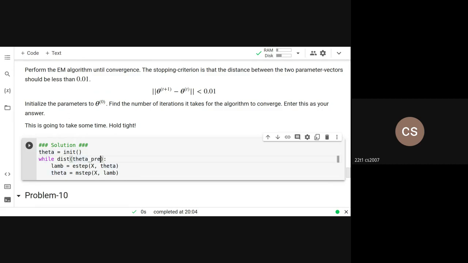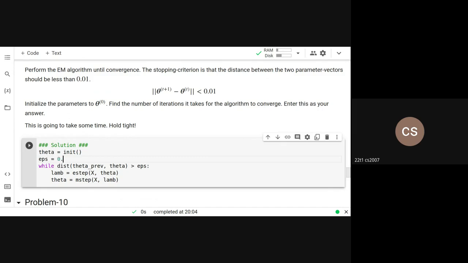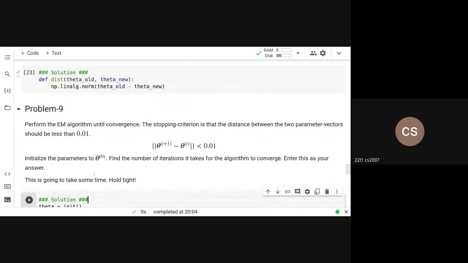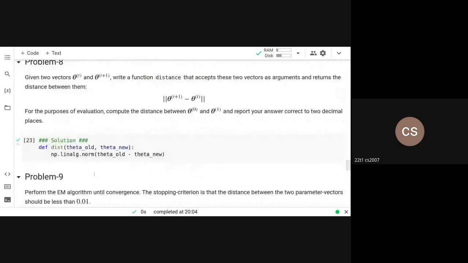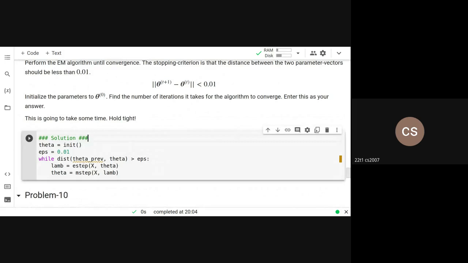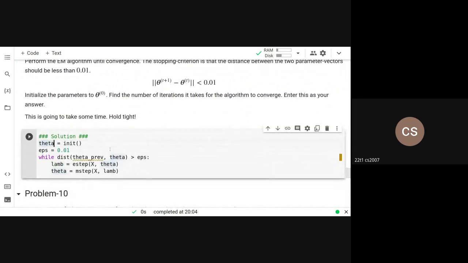Called theta previous, and theta is theta current, right? While this distance is greater than epsilon, and epsilon is, let's say, 0.1, keep running. So I need to keep running as long as this distance is greater than epsilon. So I need these two values: the previous value of theta and the current value of theta.